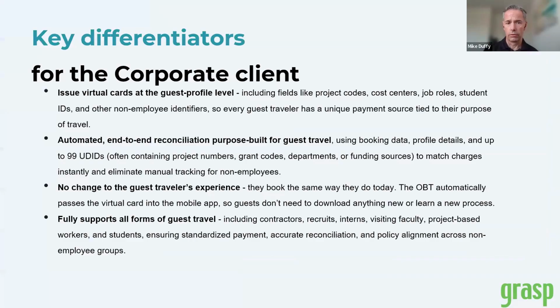And so just thinking from a couple different lenses, I'll talk about the corporate first. So we enabled those virtual cards to be issued at an individual guest profile level. So the built-in identifiers like project codes, cost centers, job roles, those are all applied. And so for every non-employee, they have a purpose-built payment directly tied to their trip. That reconciliation is automated, and as I mentioned, showed there, 99 unique identifiers beyond just the segment information itself.